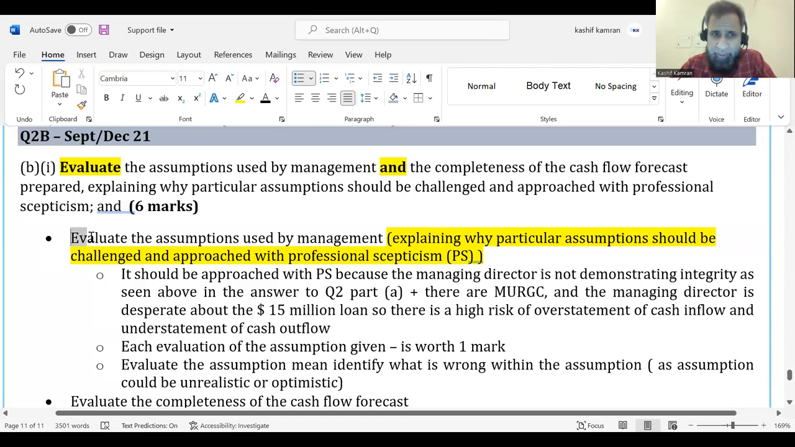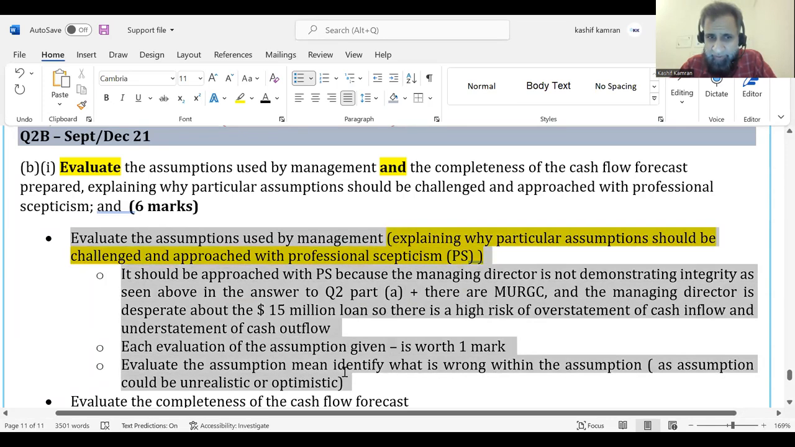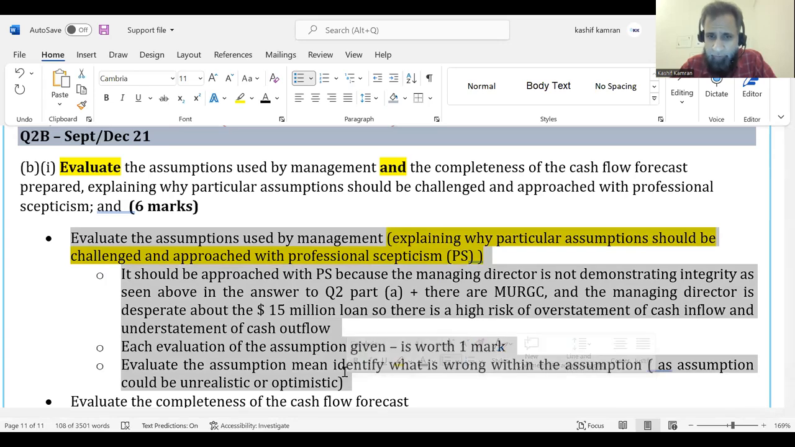Is everyone clear with the first part? Evaluate the assumptions used by management, explaining why the particular assumption should be challenged and approached with professional skepticism. Are you clear with it, all of you? Should we move on to the next one?